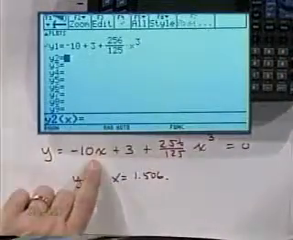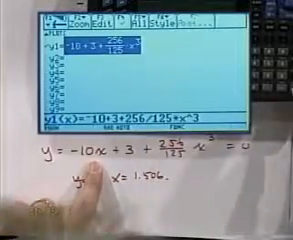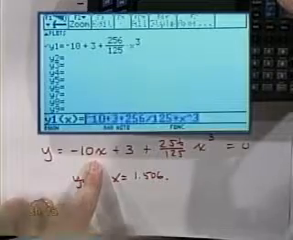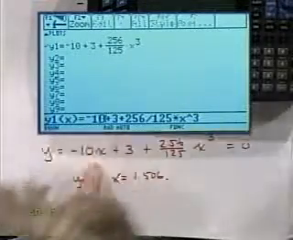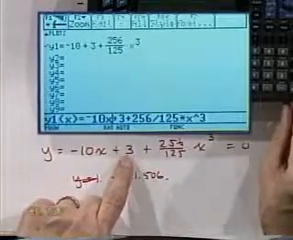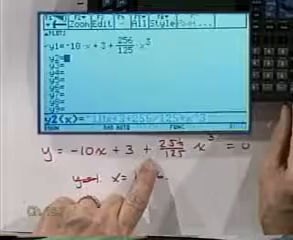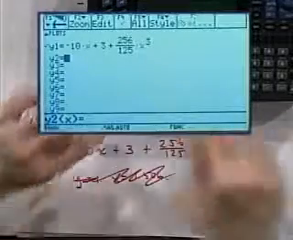Oh, I left out an x. There you go, so I apologize. Those of you that were watching were going, Miss Strocko, you left out an x here. Coming back over here, I need an x right there. Okay, so I have a negative 10x plus 3 plus 256 over 125 x cubed. Much better. Now let's look at the graph.